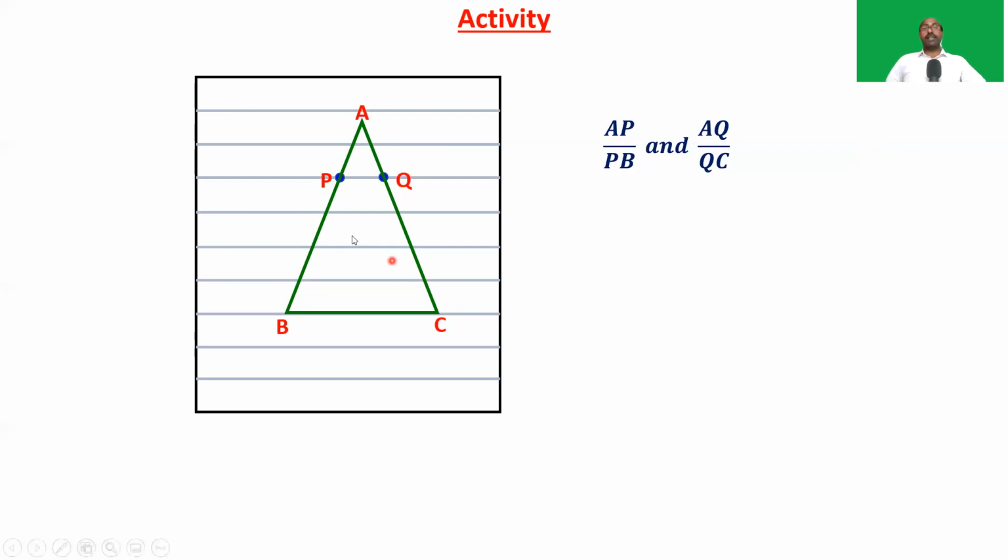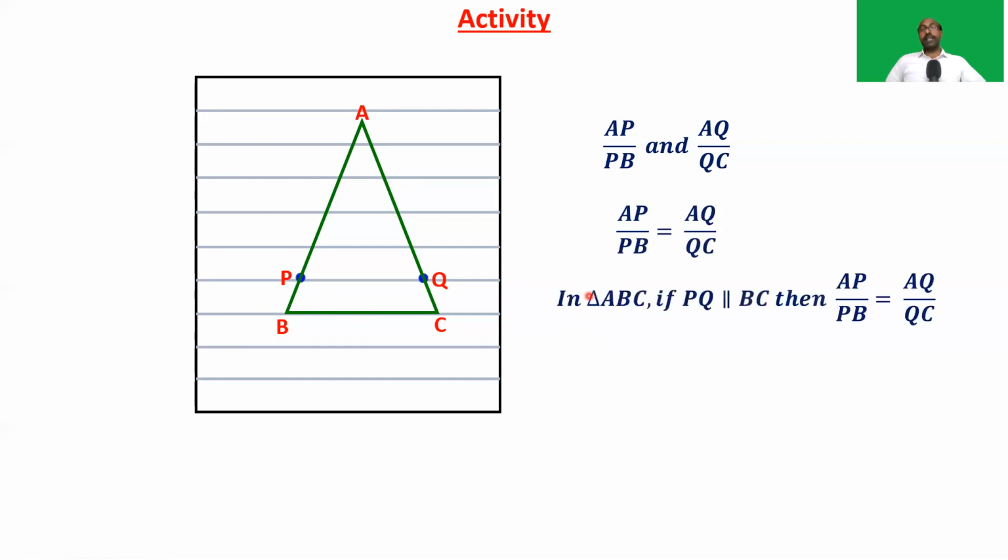Again, change these points to another line like this. Here also measure the lengths AP, PB, AQ, QC, and also find the ratios AP by PB and AQ by QC. So do this activity again and again for two more lines. Now we can notice that AP by PB and AQ by QC are equal.